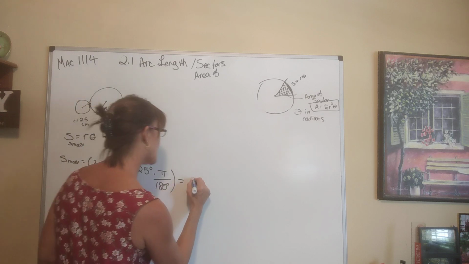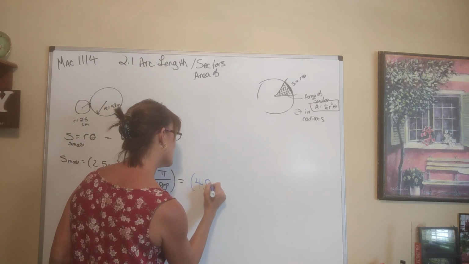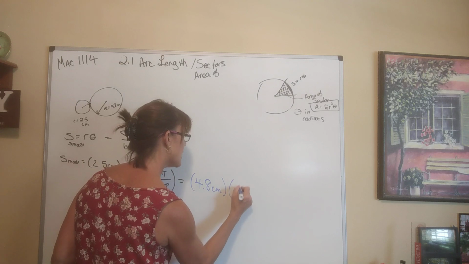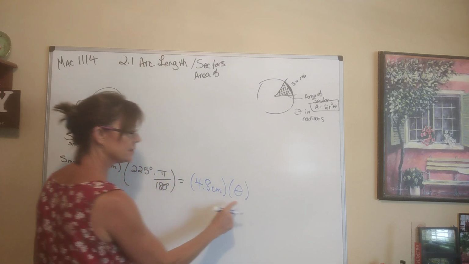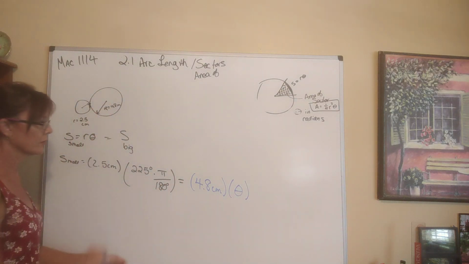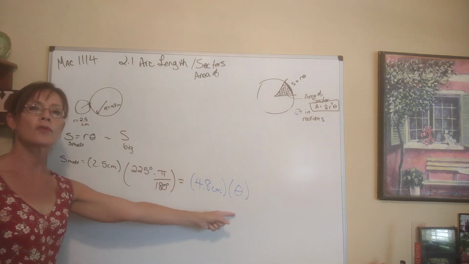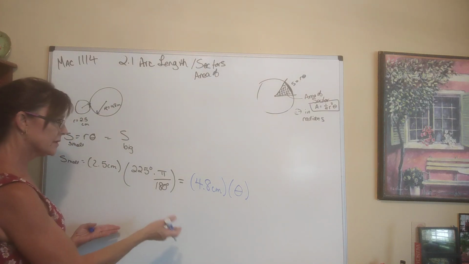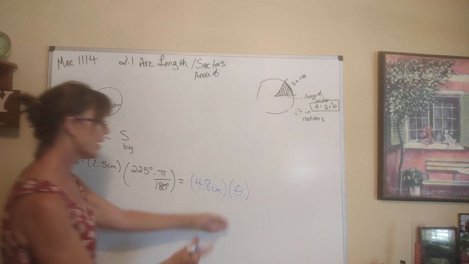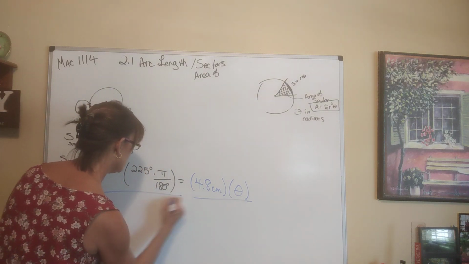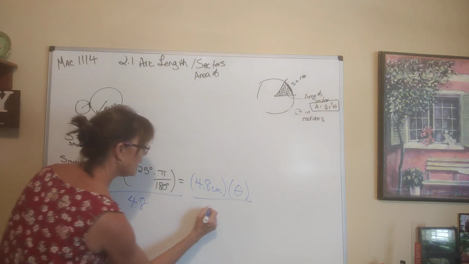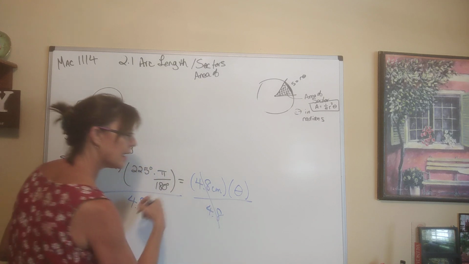The radius of this guy is 4.8 centimeters times theta. We don't know how much angle this one moved through, so we're going to solve this for his angle. How will we solve this equation? We'll divide both sides by 4.8. And that's going to help it.